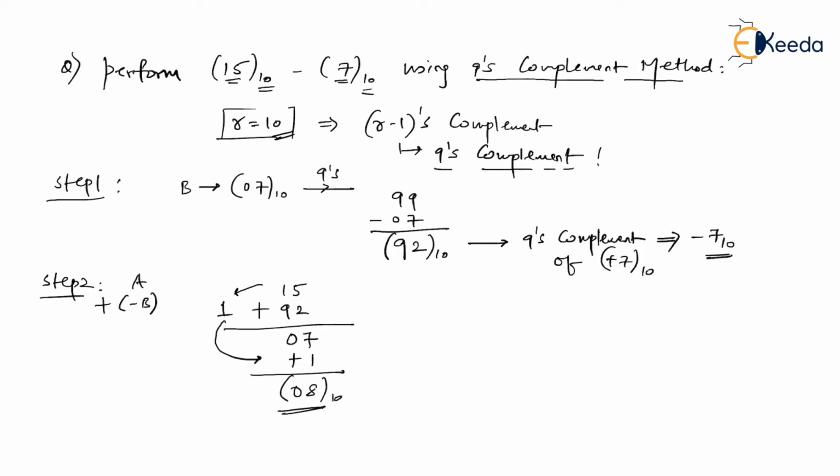Check it out. You can use the calculator to see 15 minus 7 is 8. Yes or no? 15 minus 7. Common sense, it is 8. Can't you see, by following this procedure, we are still getting the same answer. I hope you understood this.